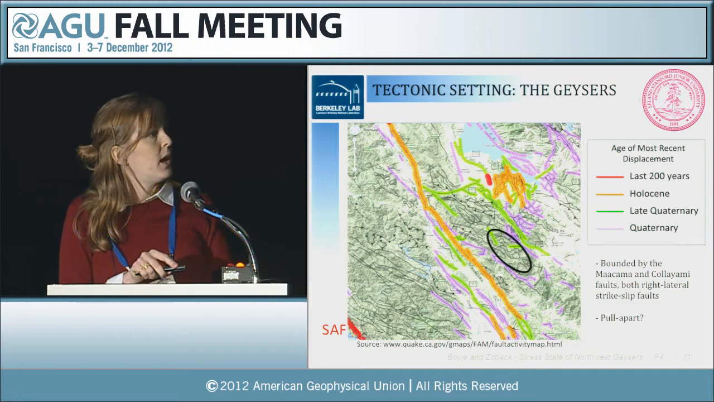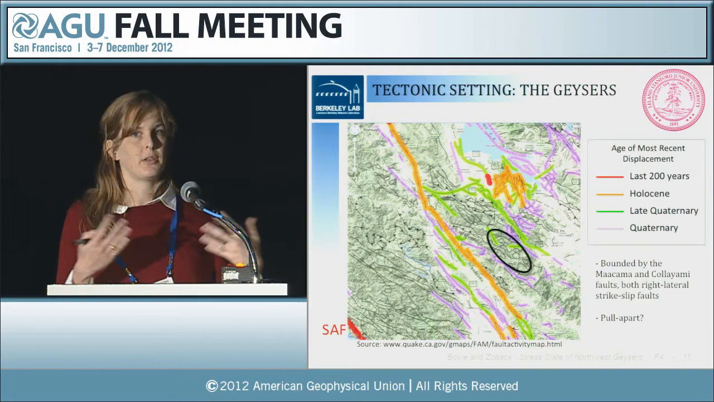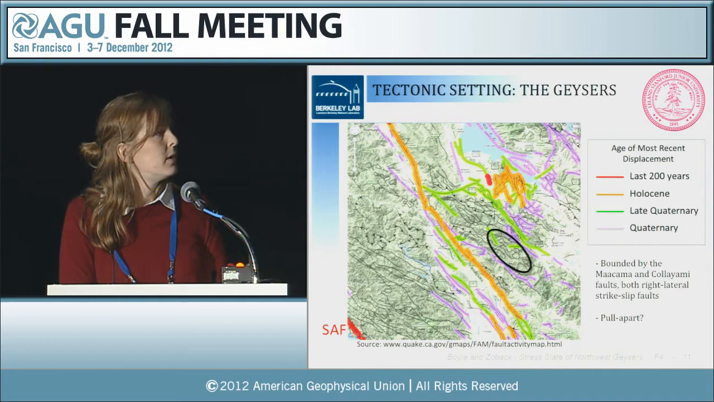So there has been some suggestion that the Geysers is in a pull-apart region. We're not looking to address that, but it is important to know the tectonic setting when we consider the stresses and the fault plane orientations that we obtain.